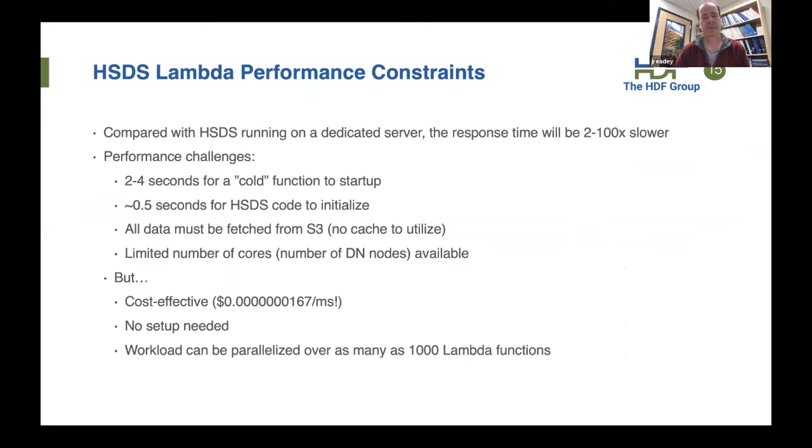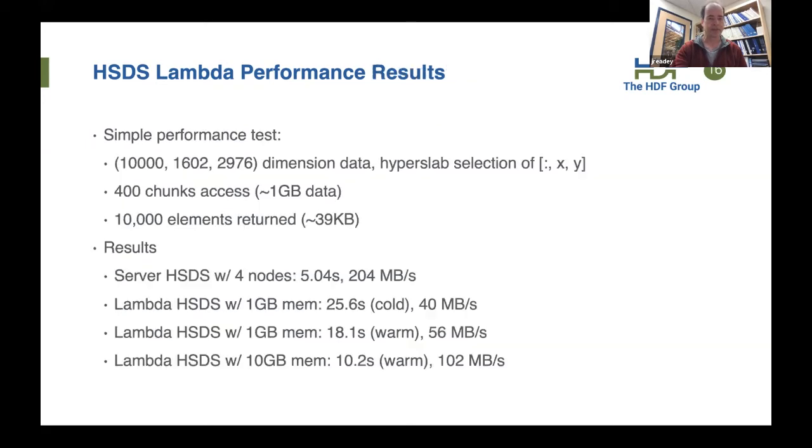So how does this work performance-wise? Well, the bad news is that in general, it'll be 2 to 100 times slower than the equivalent requests run on an HDFS server. This is because it takes 2 to 4 seconds for the function to initialize, loading an image, spinning up the processes, and so on. And then there's no caching because everything comes and goes, and you have a limited number of cores. But still cost effective. There's no setup, and you have the ability to parallelize workloads across 1,000 Lambda functions.